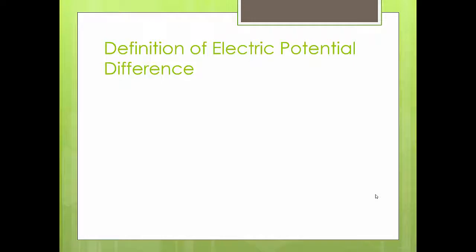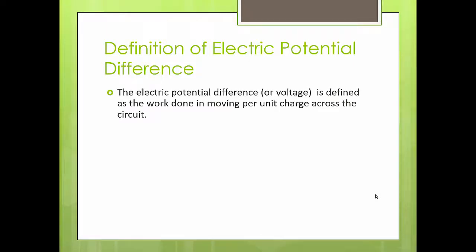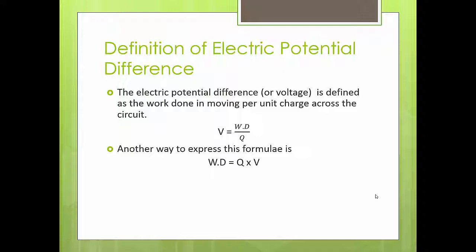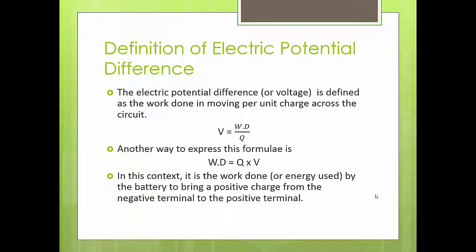And now something more official. The electric potential difference or voltage is defined as the work done in moving per unit charge across the circuit. Or in short, the formula is V equals work done divided by charge, V = W/Q. This seems abstract, so another way to express this formula is to bring the Q across, and the work done is equal to the number of charges multiplied by the voltage or the potential difference, W = QV.